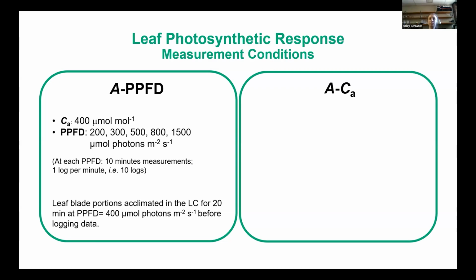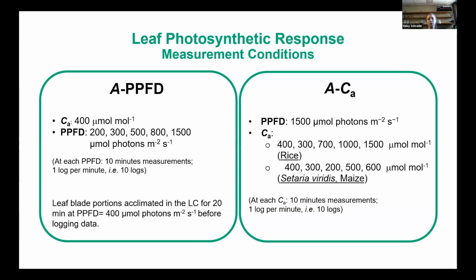Our light response curves served as the acclimation for our CO2 response curves, which were taken directly afterwards. And these were our CA schemes for rice and for Setaria viridis and maize, with the same 10 minutes at each condition with 1 log per minute. And like I mentioned, we use the BP Builder program written by Doug to run these measurements.